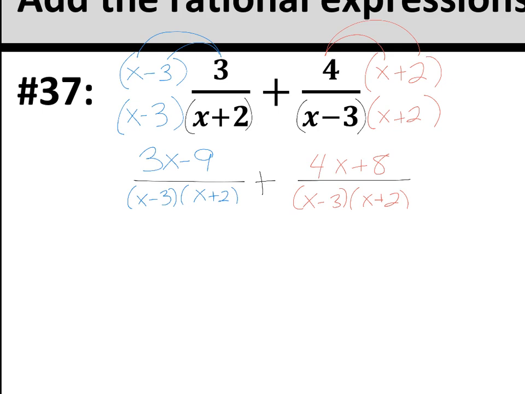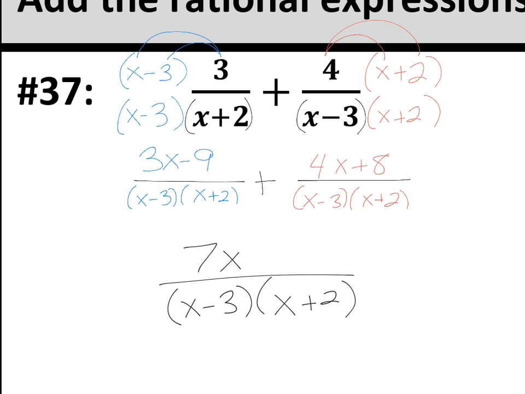Okay, from here we are supposed to be adding. Our denominators perfectly match, so we're going to keep the denominator, x minus 3 times x plus 2, down there. And on the top, we combine like terms. So we have a 7x minus 1.